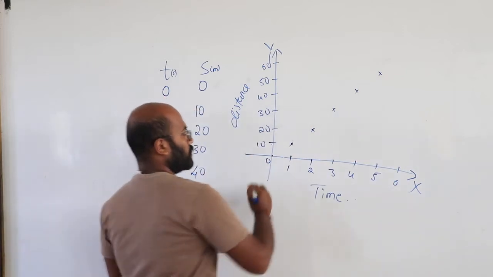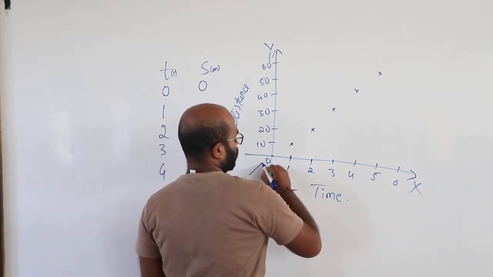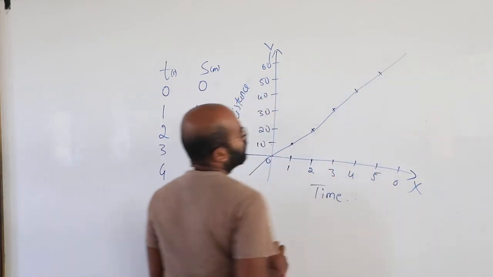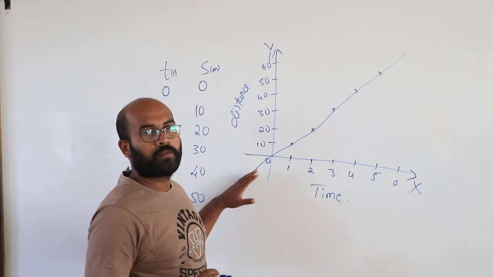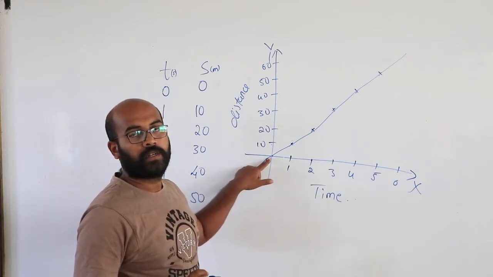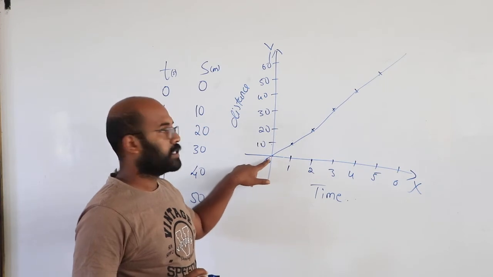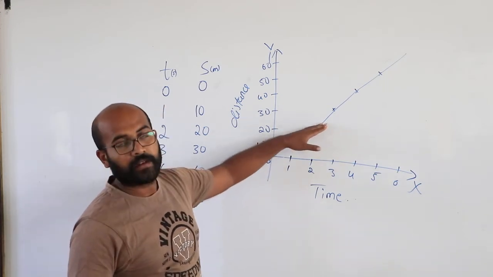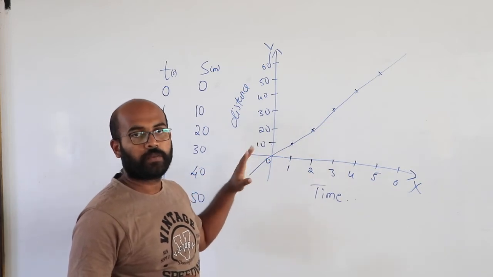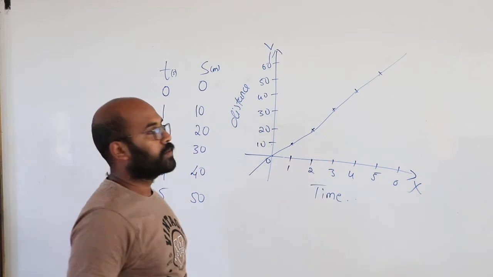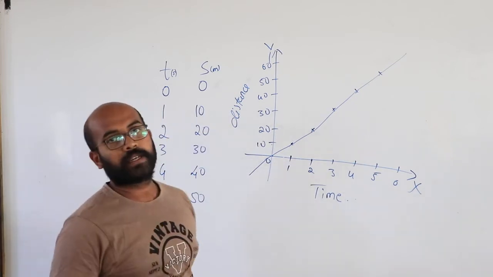So what we need to do is draw a line. When we draw a line, it's almost straight and it is passing through the origin, that is 0, 0. It's a straight line because it's a uniform motion. So if it is uniform motion, we get a straight line. So this is distance and this is time.